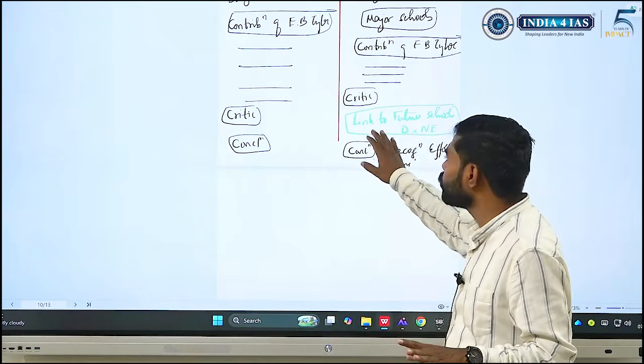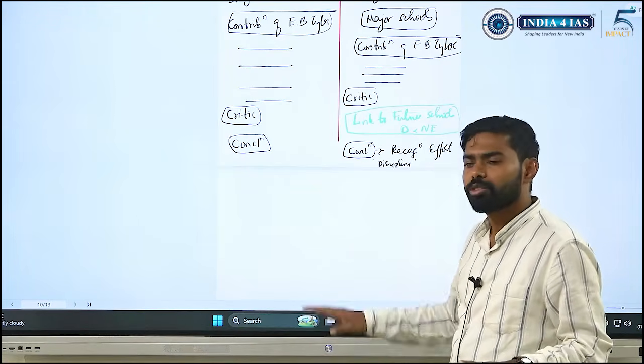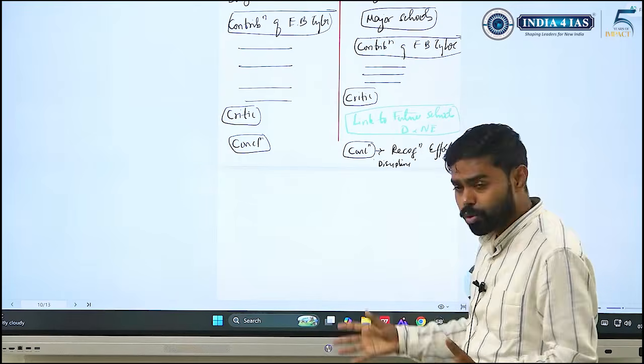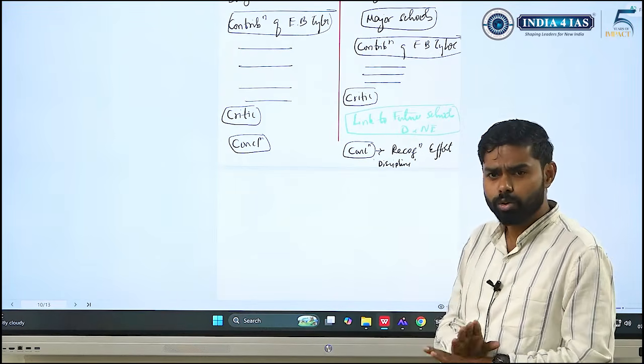So you can always use this, whichever theory it may be. This is a general template for all kinds of theory. You can link the theory to future schools. There will be certain linkage no matter which theory.